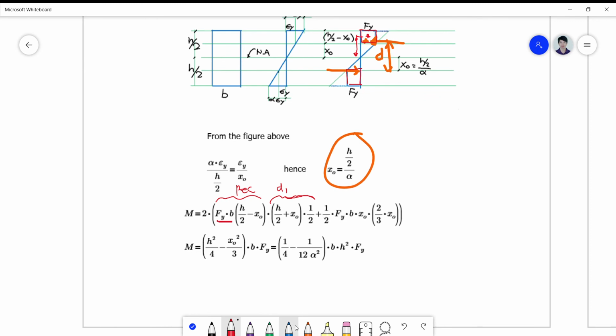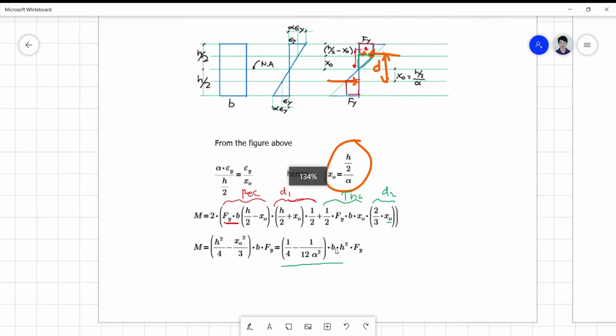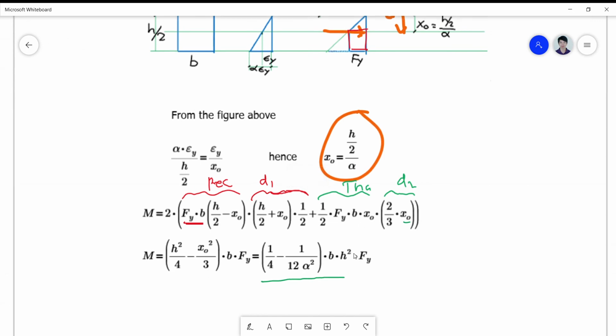Plus, your triangle is now 1 half Fy B, the stress times the width. It has a 1 half because it is a triangle. This is xo, this height, multiplied by the moment arm. So this is totally your area for your triangular section, and this is the d2. It's 2/3 of xo. Some manipulations will yield this equation, and substituting the value of xo in terms of alpha given by this definition here, you can get this here.